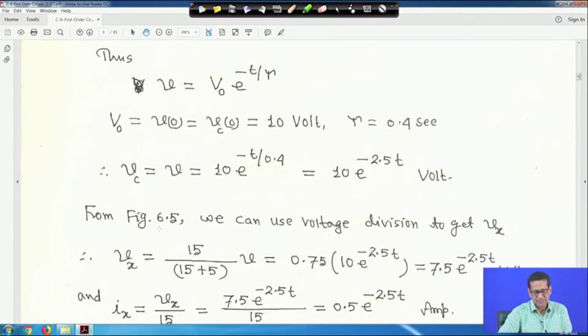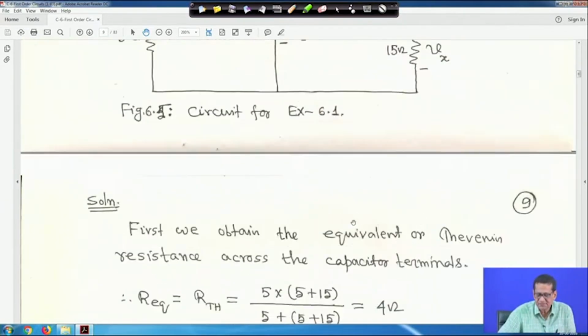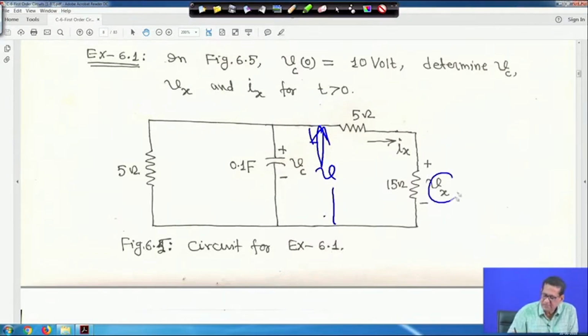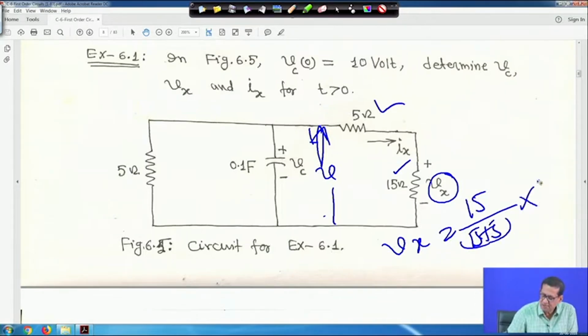So, from figure 6.5 we use the voltage division to get Vx, right. Now, if you come to this figure, first suppose this voltage is V, right, then by voltage division, this is Vx. Because 5 and 15 ohm are in series, it will be 15 by 15 plus 5 into this V, that will be your Vx. This voltage across this is V, so it will be 15 divided by 15 plus 5, because it is 15 here and 5 here, into this voltage V. That is voltage division, right.